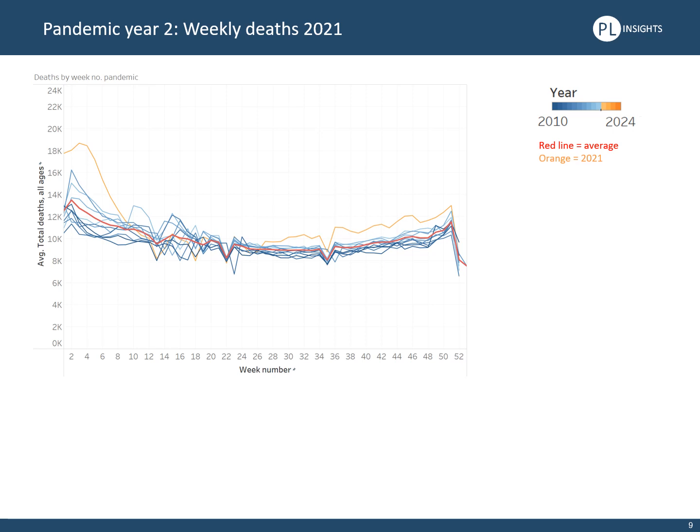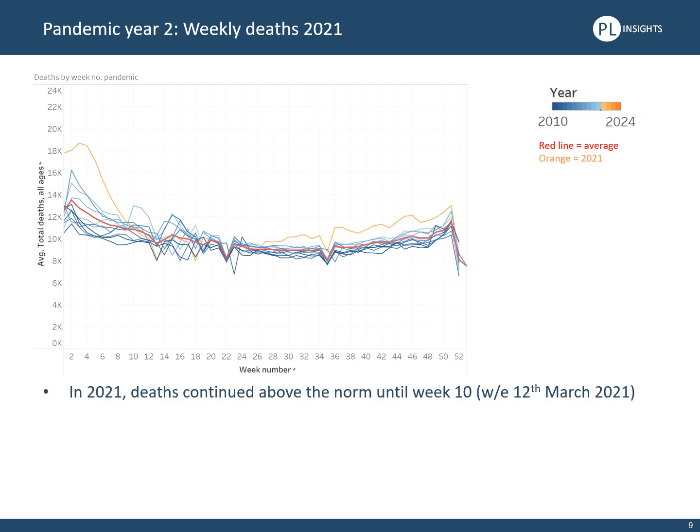Moving on to 2021, you might recall, if you can think back to those times, that the peak occurred a lot earlier in the year. So we can see it over on the left-hand side here. We'd already seen it starting to rise towards the end of 2020. That continued with again a big surge at the beginning of 2021, which seems to return back to what I would call sort of normal levels of registered deaths by around week 10, i.e. the week ending the 12th of March 2021.